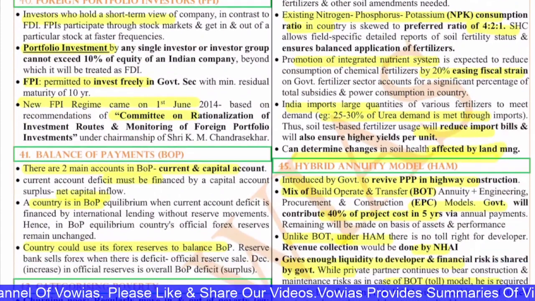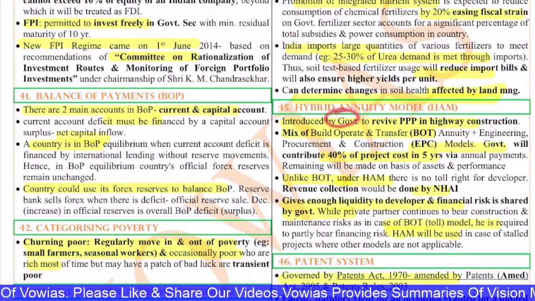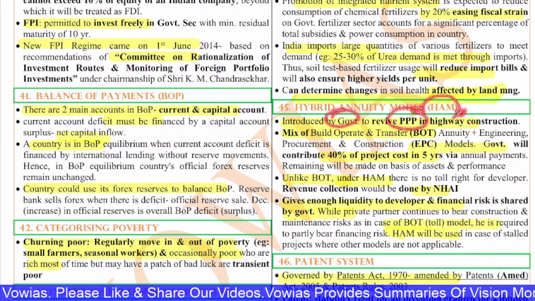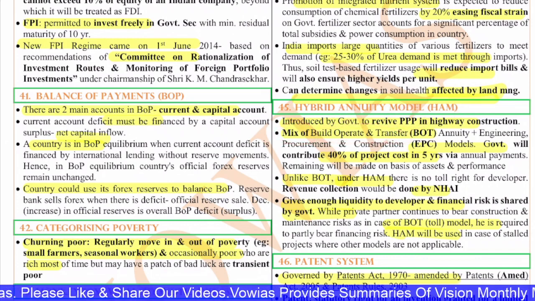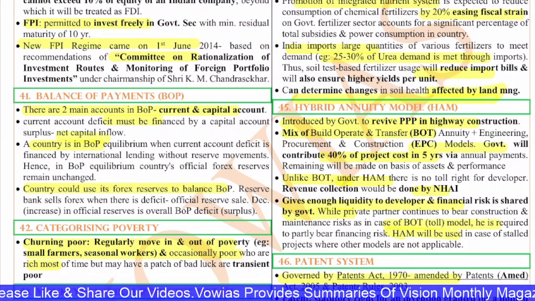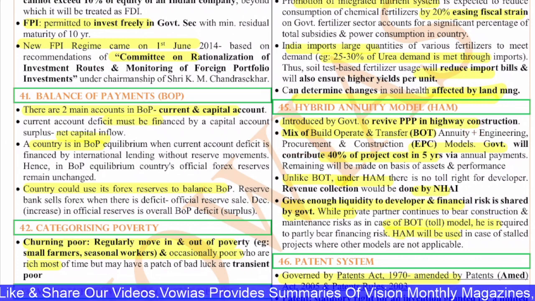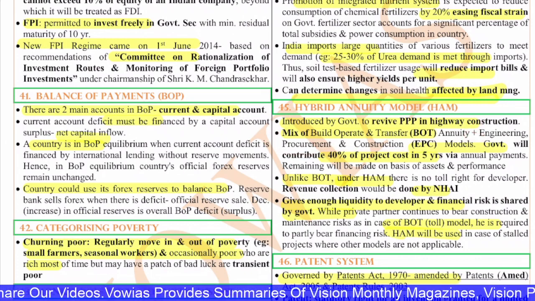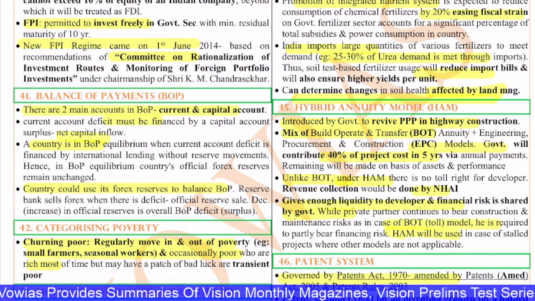Next, the 45th question is on the hybrid annuity model, the HAM. This was introduced by the government to revive the PPP in highway construction. It is a mix of the BOT, build, operate, transfer, which is annuity, plus the engineering, procurement and construction model, EPC, along with the build, operate model. This is called the HAM, the hybrid annuity model.